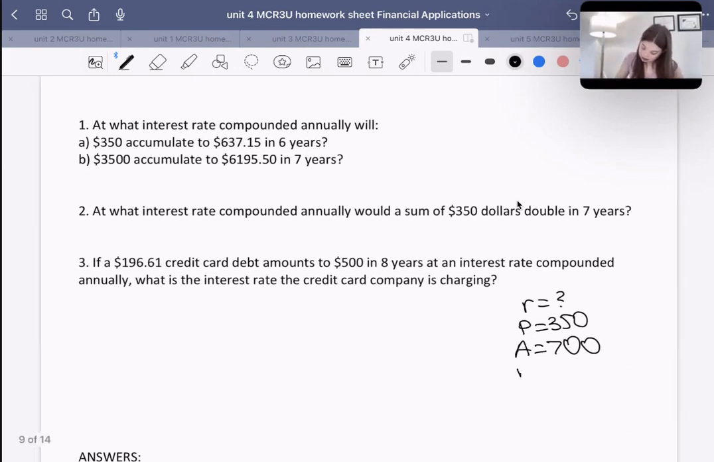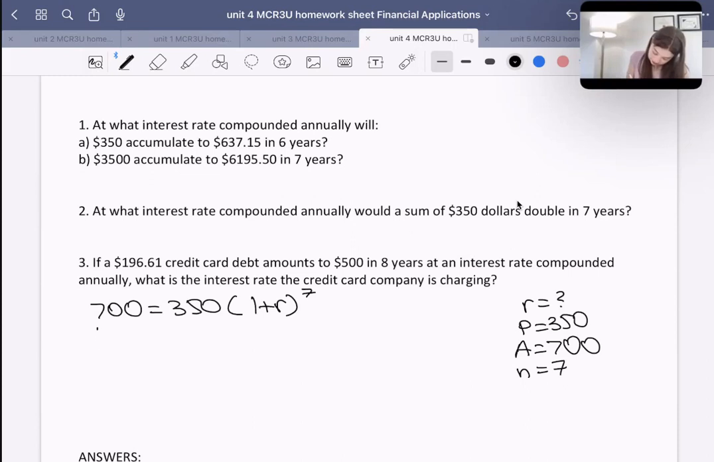And then N is equal to 7 because again it says compounded annually. So we can assume that N is equal to 7 also. So that's good. All right, so now let's plug those numbers in and let's figure it out. So 700 is equal to 350 times 1 plus r to the power of 7. So that means 1 plus r to the power of 7 is equal to 2, since 700 divided by 350 is 2. So we need to find the seventh root of 2.